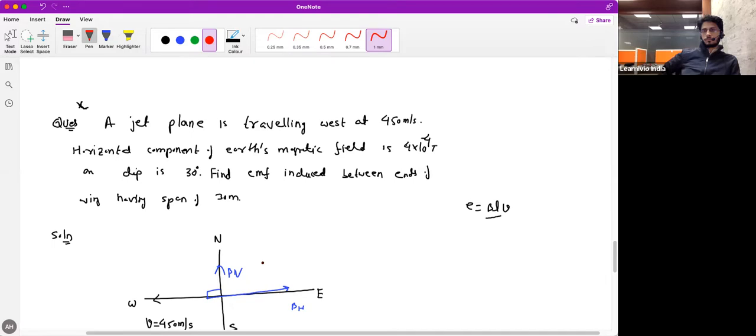So what is L? Which one? L is the length of the wings, no? Wingspan. It's given. Just 30 meters.